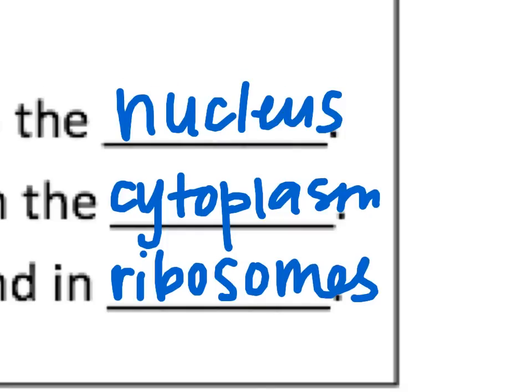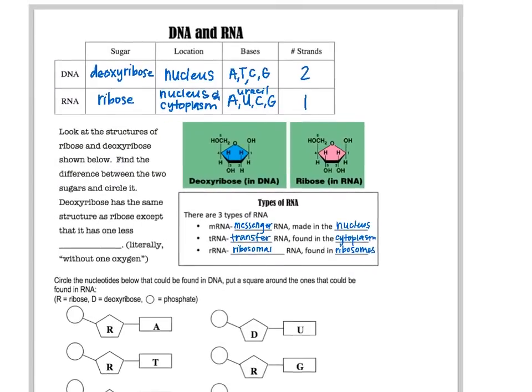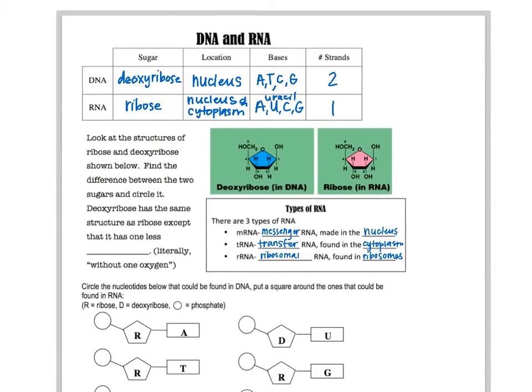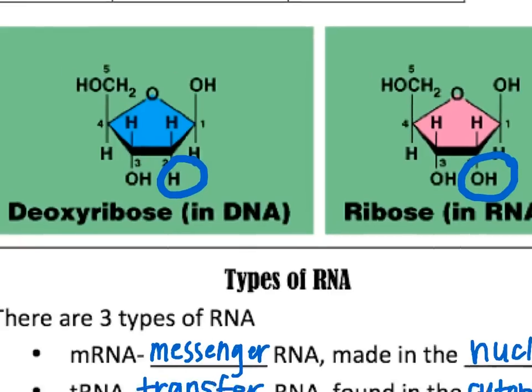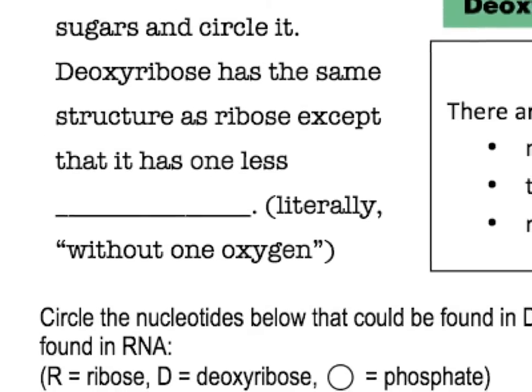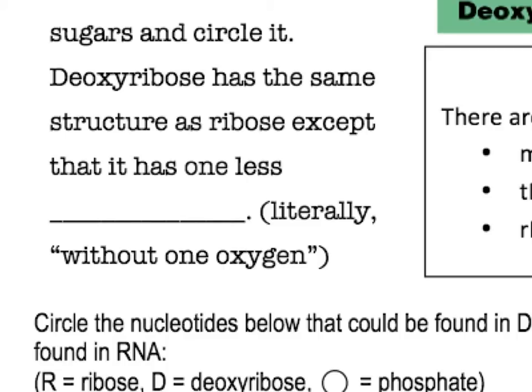Now we can look at these pictures of the two sugars in RNA and DNA. We've got deoxyribose here. If you notice, it's missing an oxygen where RNA has an oxygen. So this is the difference between the sugars in DNA and the sugar in RNA. The reason that we call the DNA sugar deoxyribose is because it literally means without oxygen. So the meaning of deoxyribose is without one oxygen, because it's missing that oxygen that ribose has.